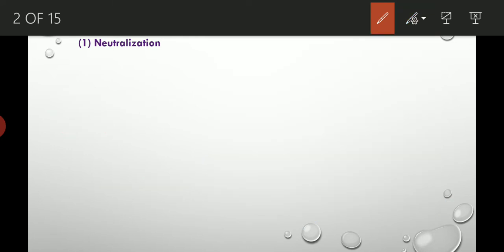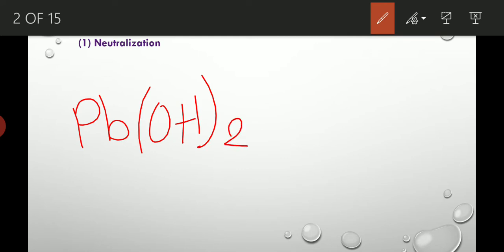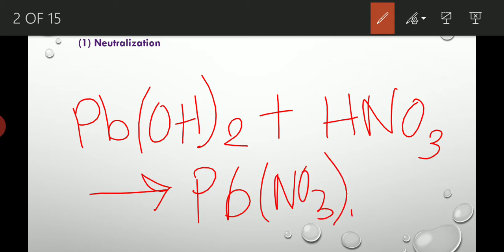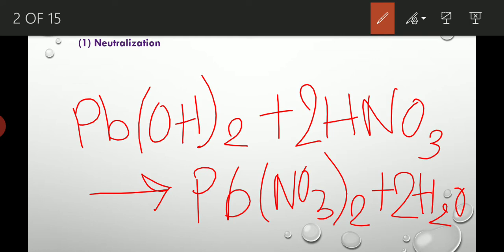Let's see another example. If we take another example like lead hydroxide. Lead hydroxide is an insoluble hydroxide. When it reacts with a dilute acid like nitric acid, HNO3, then it gives lead nitrate, which is a soluble salt, and water. Now let's balance the equation. This is the balanced equation. So in this way, some soluble salts are formed with the process of neutralization reaction.